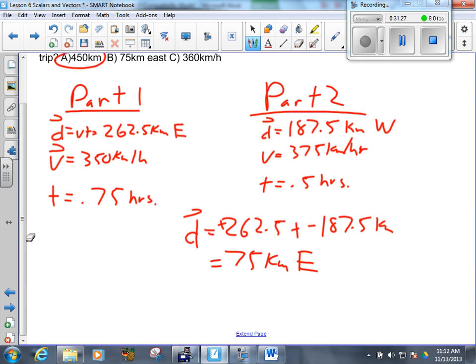If I want to calculate the average speed over the whole trip, am I using the 75 or the 450? 450. Speed is distance over time. So v equals d over t, and so that's going to be 450, the distance, over the total time, which was 1 1/4 hours. And that should give us 360 kilometers per hour as the average speed. All right, does that make sense?